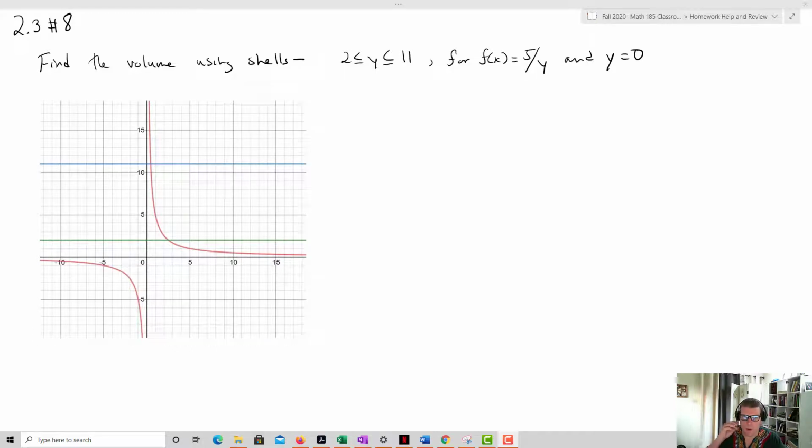Okay, so in this video, what I'm going to be looking at is 2.3 number 8, and we're going to be finding the volume using shells. And we'll use this as an opportunity to talk a little bit about how you go about finding the volume using shells.